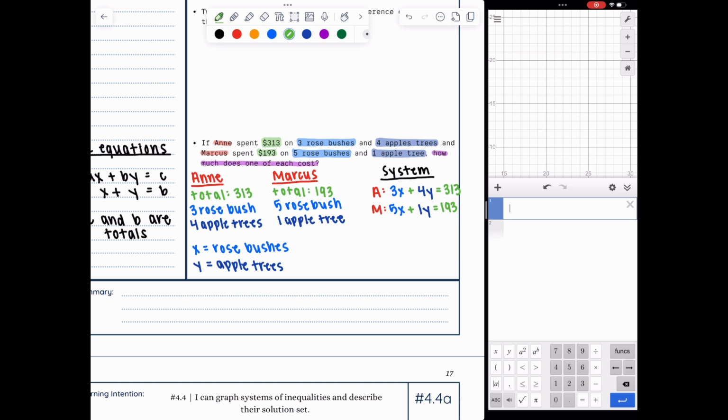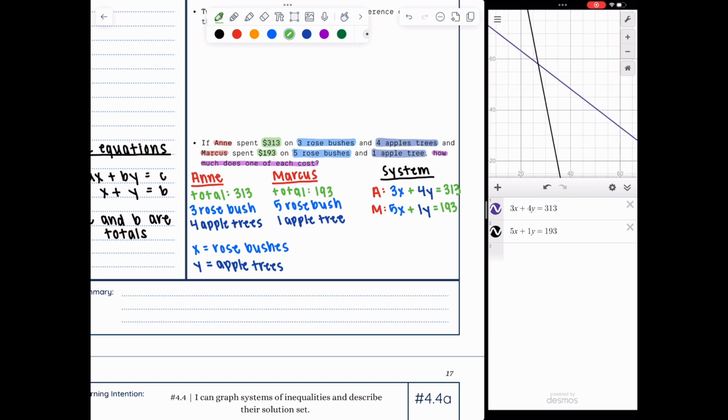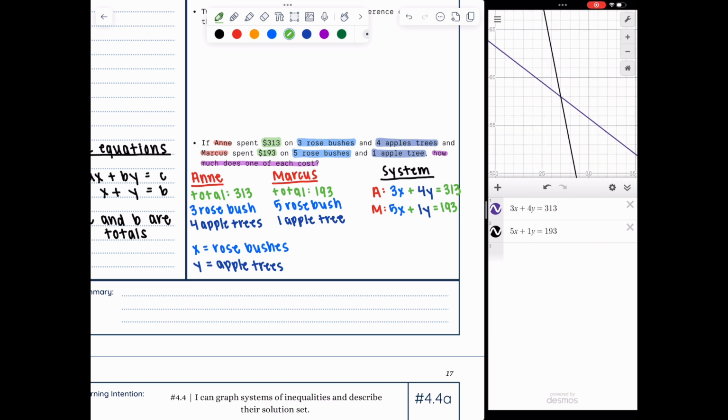So you can see how the system shows you what each person spent, but we still don't know how much each individual item costs. We know how many were bought, but we don't know what each individual item costs by itself. So the system of equations is going to show us that intersection point where we know the individual price of 1 rose bush and 1 apple tree. And you have an ordered pair. You should have 2 numbers because we have 2 variables. We have a number of rose bushes and we have a number of apple trees.